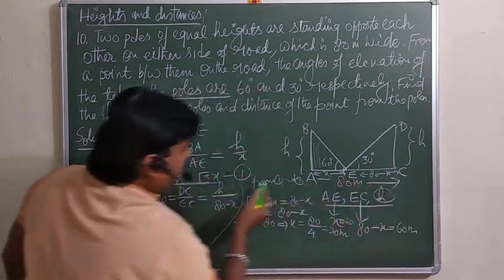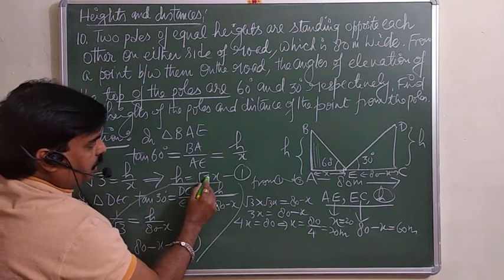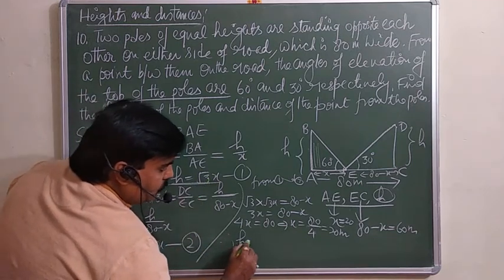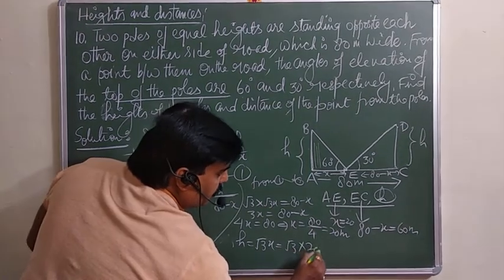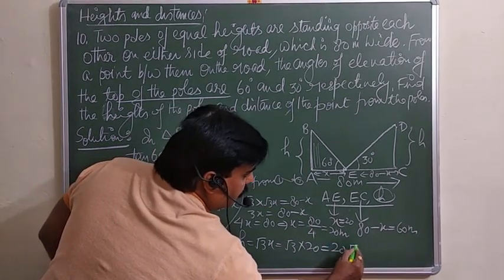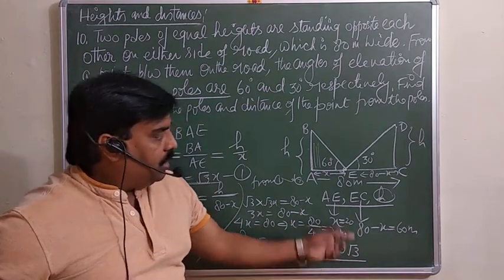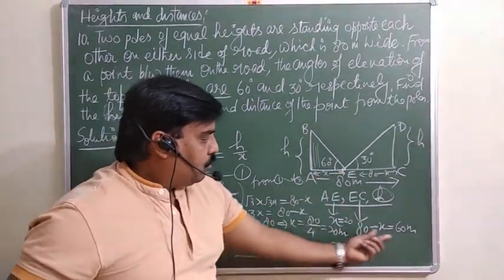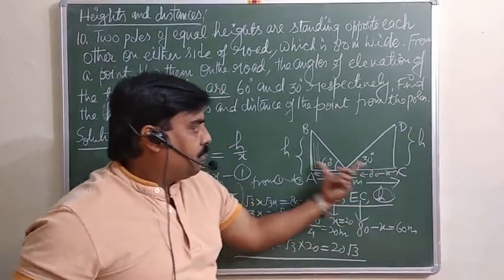Now what will be H? You can put the value of this x here only. So therefore H is equal to what? Root 3x, that is root 3 into 20, or you can say 20 root 3. So this is the height of the pole. Height of the pole is 20 root 3. One point is 20 meter away from the pole, another point is 60 meter away from the pole. Have a look.